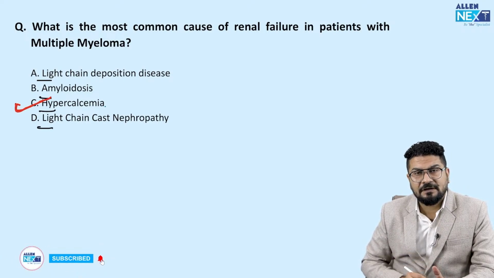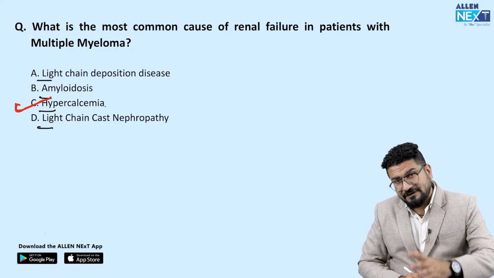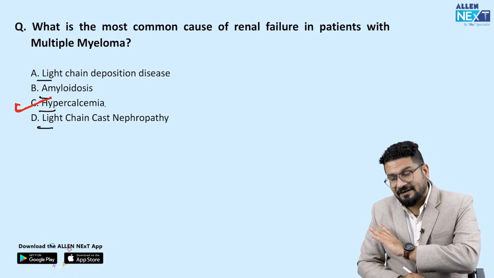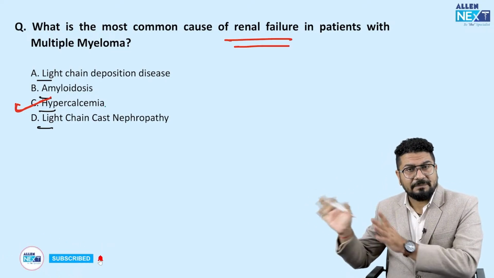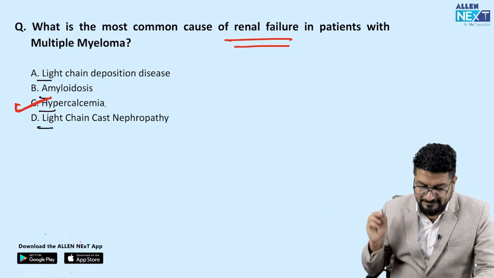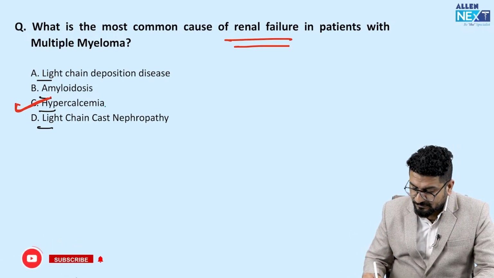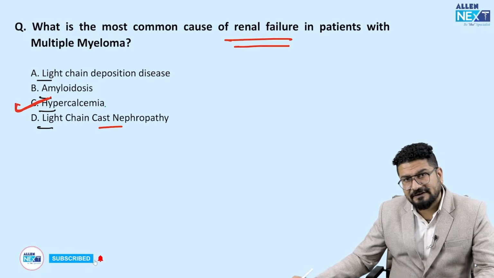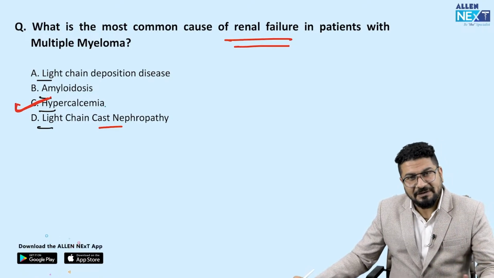Very, very important. Multiple myeloma can develop renal failure due to many other reasons, such as anemia of chronic disease. There are multiple reasons, more than eight, but the most common cause will be hypercalcemia. They can also develop it due to amyloid deposition, cast nephropathy, Bence-Jones protein, and hyperviscosity. There are multiple reasons.